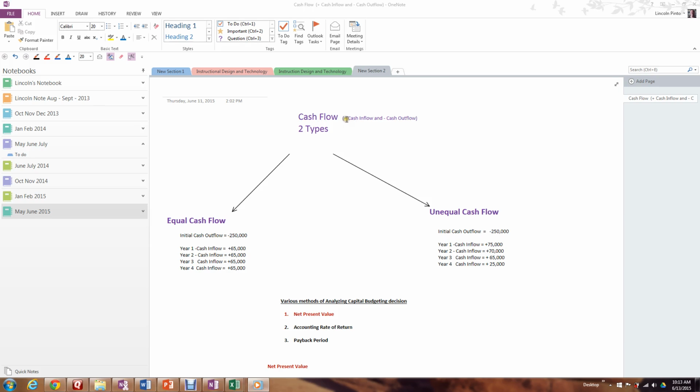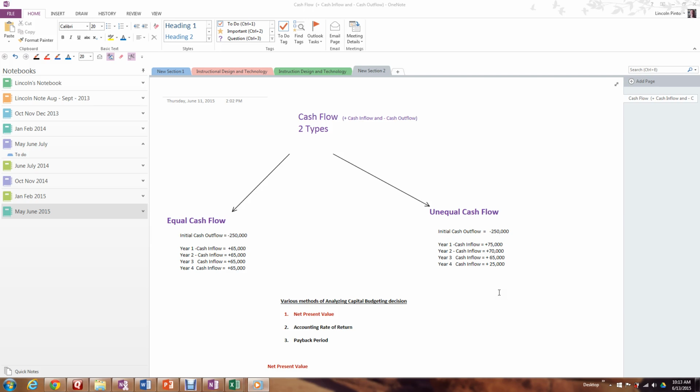Cash flows can be cash coming in, so I have a positive, and then cash going out, so that's going to be a negative, okay? And there are two types of cash flows. There's the equal cash flows, and then there are the unequal cash flows. Basically, on this side, your cash inflows coming in through the various years are equal, 65,000, and on this side, the cash inflows are unequal: 75, 70, 65, and 2,000. Okay, so we understand the difference between unequal cash flow and equal cash flow.